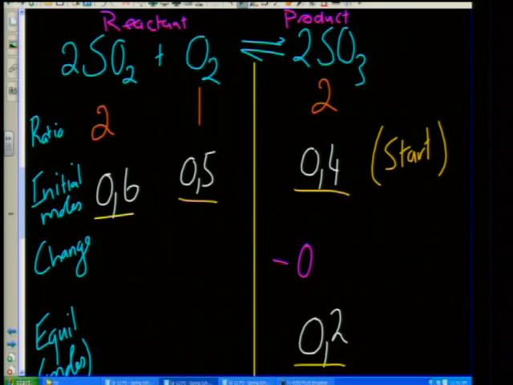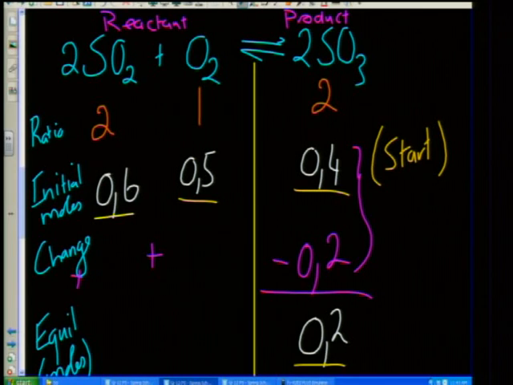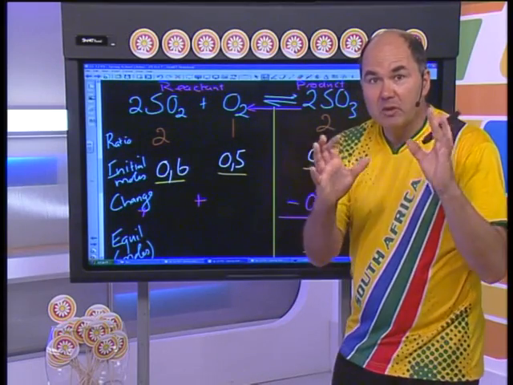I've lost 0.2. Because you see, what I'm going to do is say this number, 0.4, plus minus 0.2 is going to give me 0.2. So if I lost 0.2 on this side, I have to subtract it. It's used up. Then I'm going to gain on this side, because the reaction is going to favor the reverse reaction. Why? Because we're increasing the temperature. Okay, so be very clear about your signs.